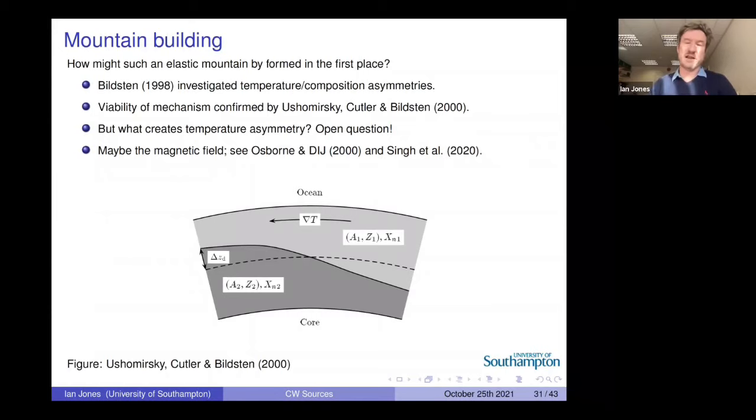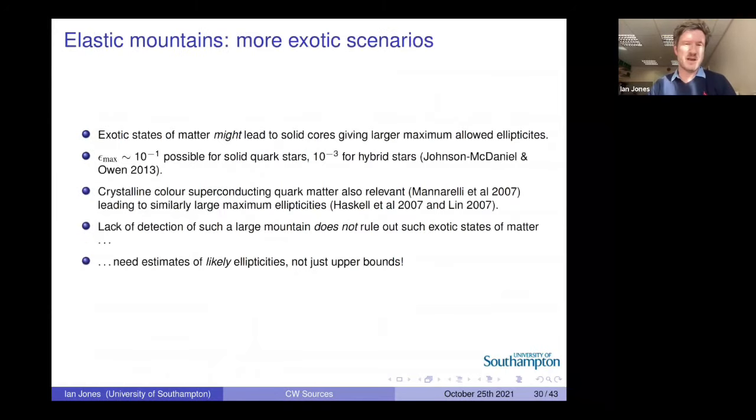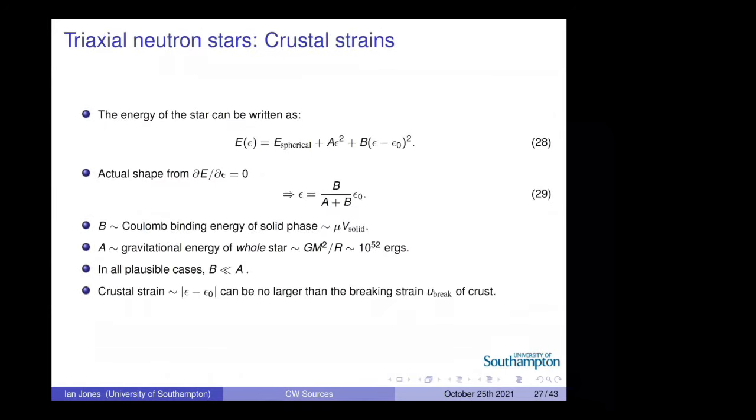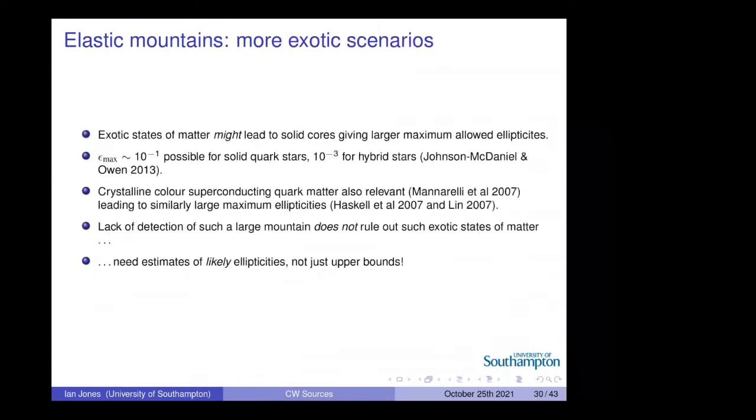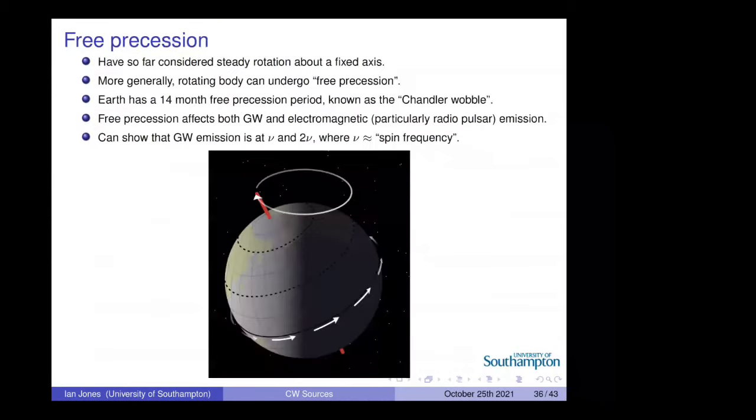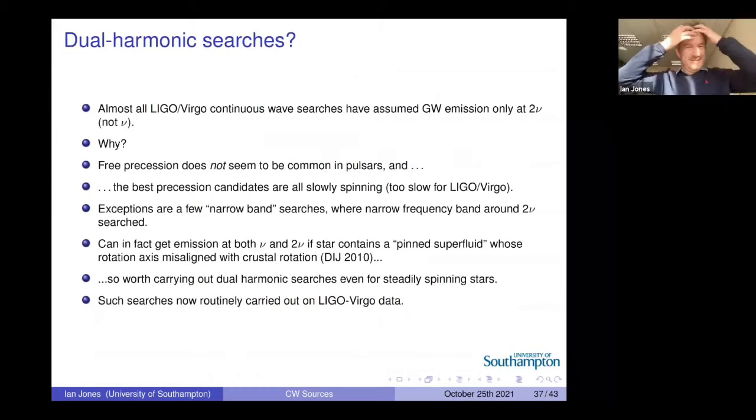Okay, yeah, I understand. I'm trying to find the slide. 37. Okay, thank you. All right. So the first part was, I think, what have superfluids got to do with getting a dual harmonic signal with both nu and 2nu coming out?